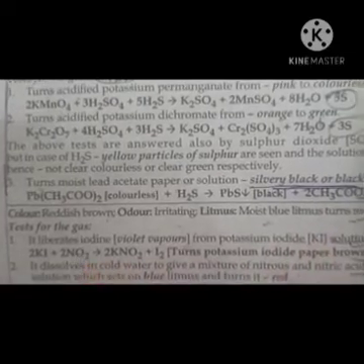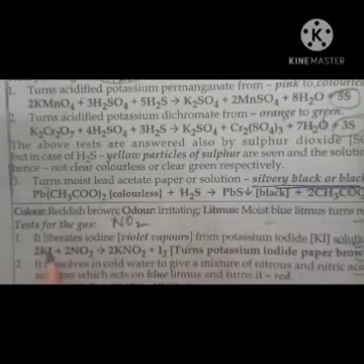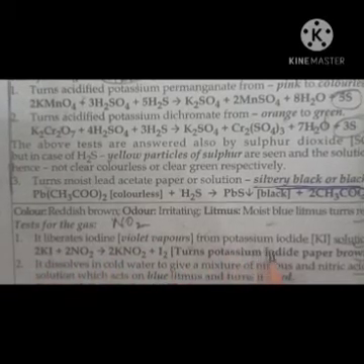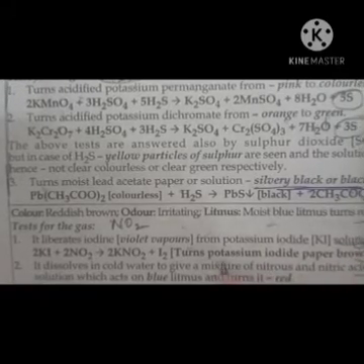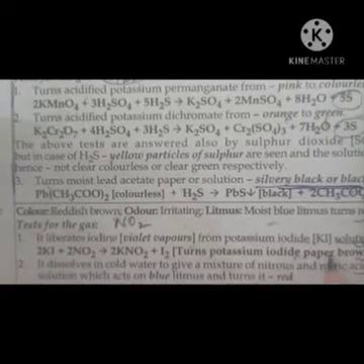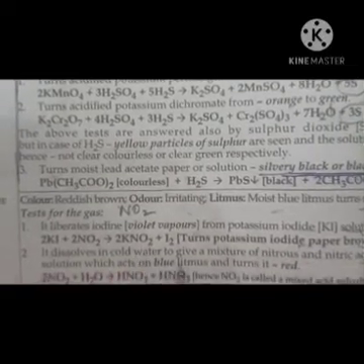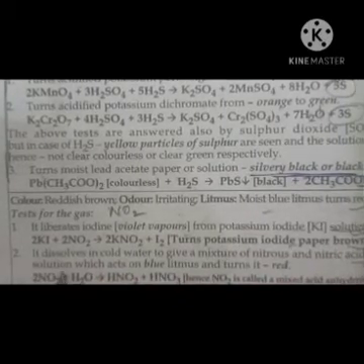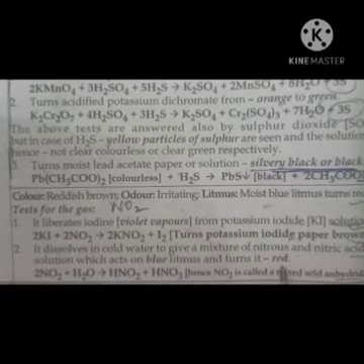Next is the test for the nitrogen dioxide gas. Nitrogen dioxide gas liberates iodine from potassium iodide solution and turns potassium iodide paper brown. And second, it dissolves in cold water to give a mixture of nitrous and nitric acid in solution, which acts on blue litmus and turns it red.